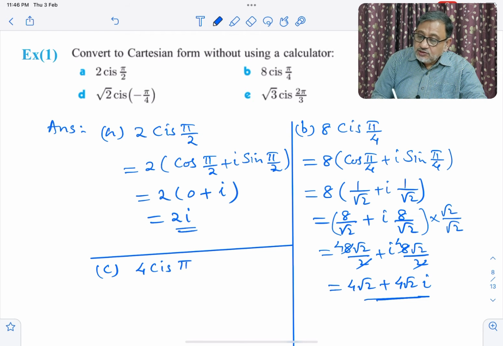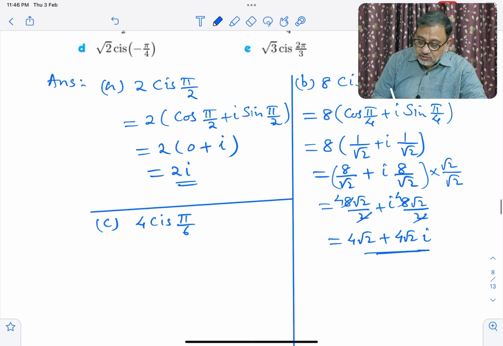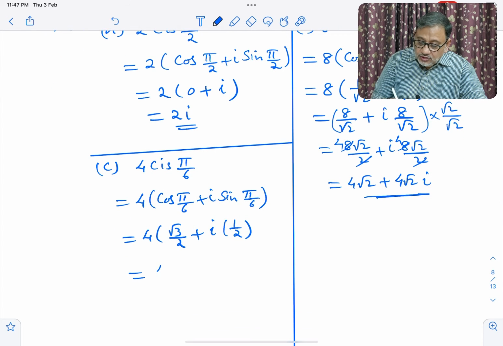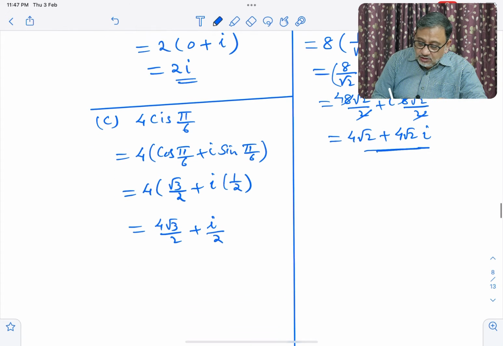4 cis pi by 6, okay. So in full, if you want to write, it is 4 times cos of pi by 6 plus I sine of pi by 6. Pi by 6 means 30 degrees. So cos 30 degrees is root 3 by 2 and sine 30 degrees is 1 by 2. So your answer is 4 times root 3 by 2 plus I by 2.